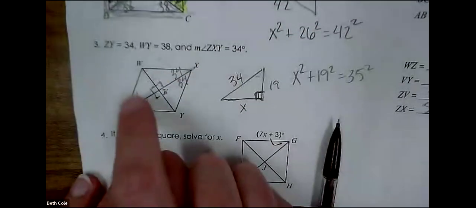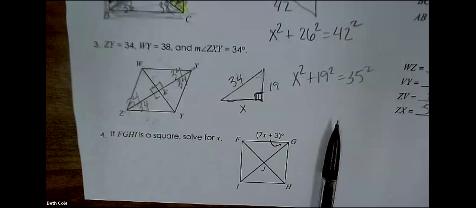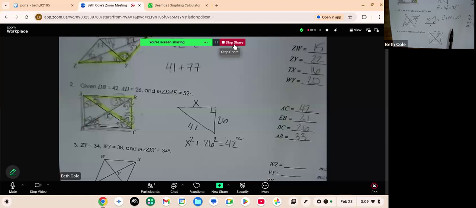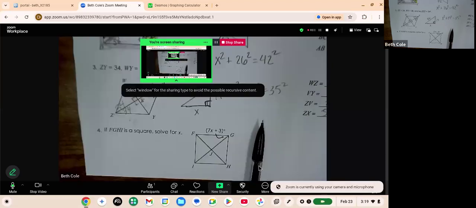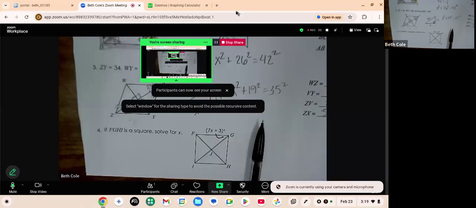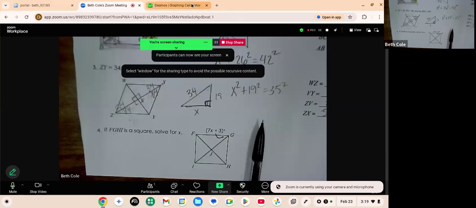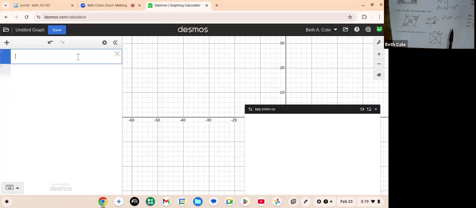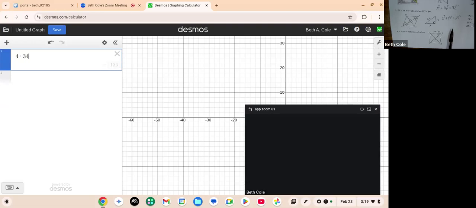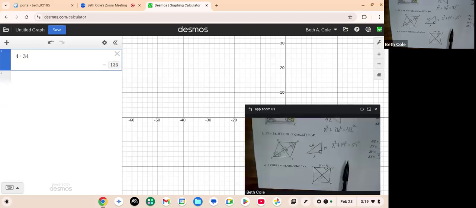I just need to find what these other ones are. Now, I have 34 written how many times? How many 34s have I got? 4. So in my calculator, and I will share my screen this time so that it shows up, you can write 34 plus 34 plus 34 plus 34, but the easier way to do that is what? Do you see how I just multiplied? I had 4 of them. We're good there.